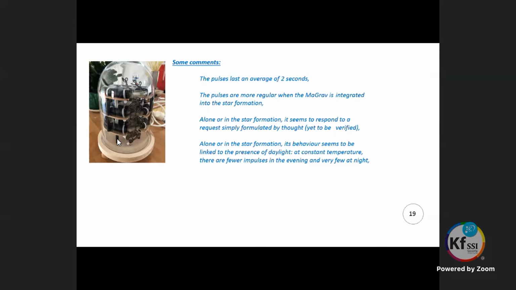Oh, wow. Okay. And at nighttime, between only 1 and 2 per minute. So it's much, much slower.